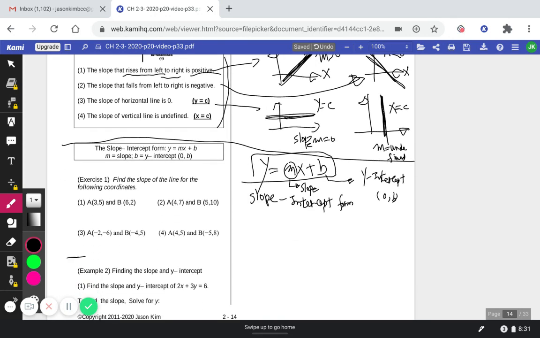Now pause your video and find the slope of these 4 questions in exercise 1 and check your answer with the answer key at the bottom of this section. Pause the video and do the question now.